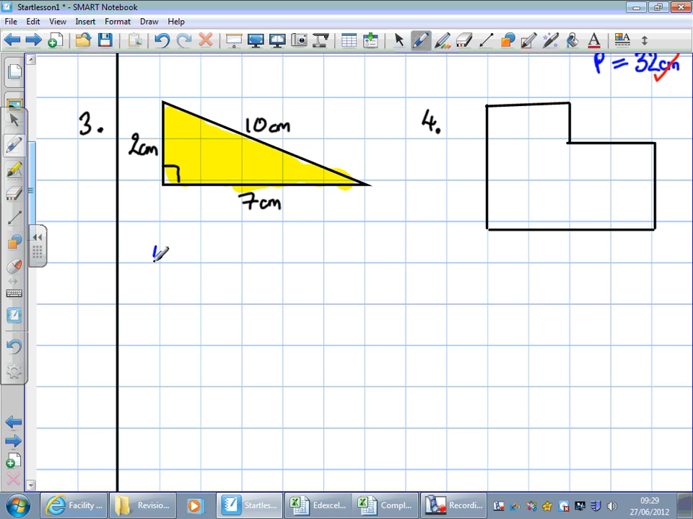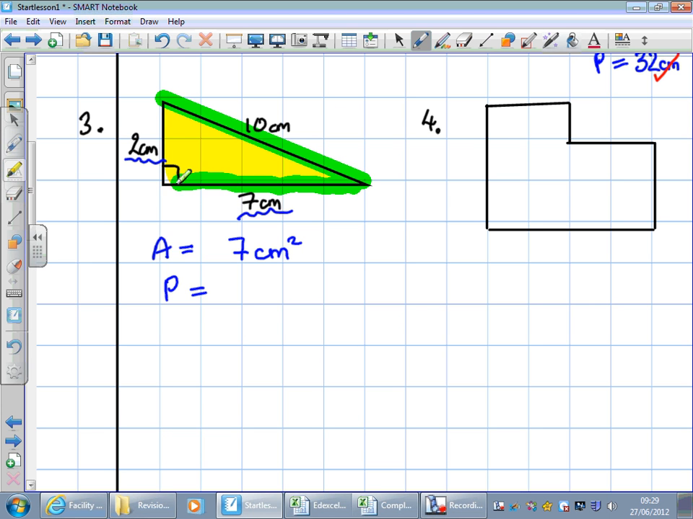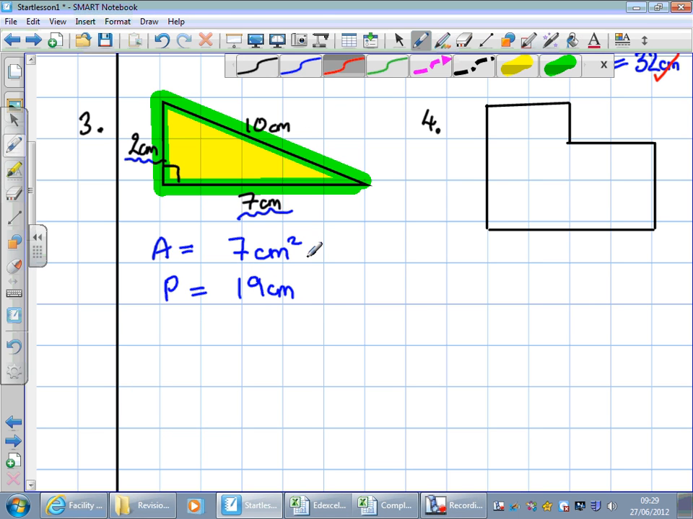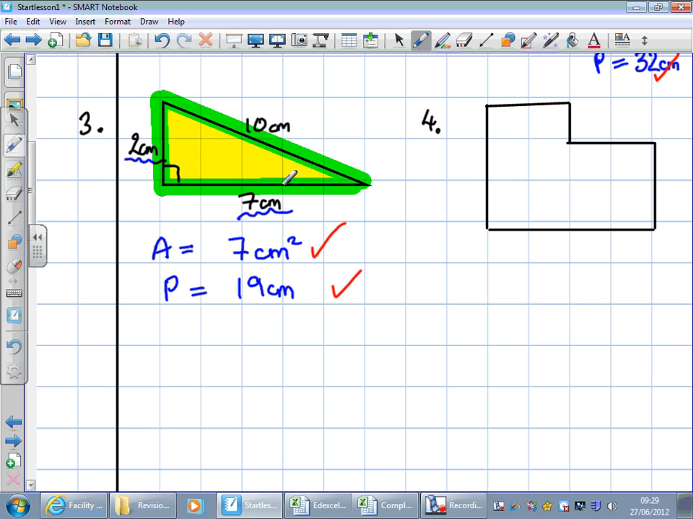The area is the base times the height. 7 times 2 is 14 centimeters squared. But as it's a triangle, we have to halve it. So it's 14 centimeters squared halved, 7 centimeters squared. And the perimeter, the distance round the shape, 10 centimeters, add 7, 17. Add 2, 19. So it's 19 centimeters. And lastly, this shape here, it's called a composite shape.